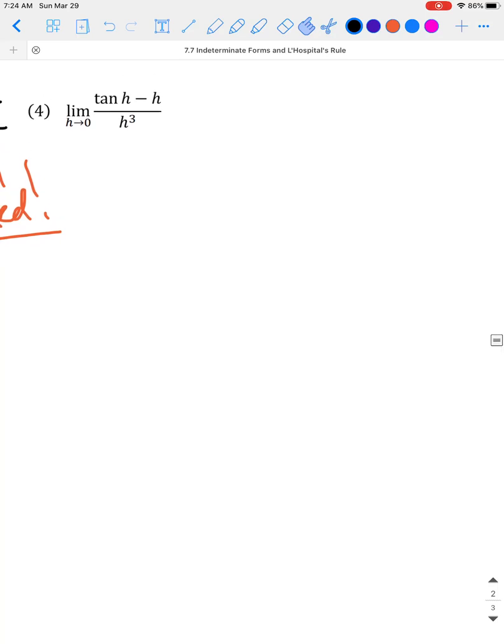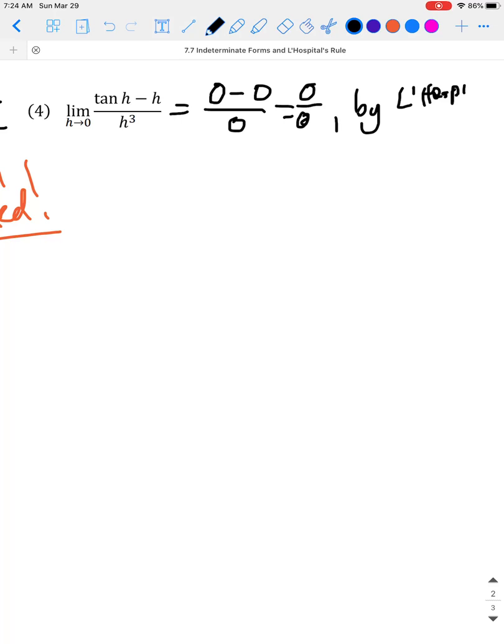So we'll move on to number 4, which is this tangent h minus h over h cubed, the limit of that function as h goes to 0. So we can start by just checking with direct substitution. So it looks like tangent of 0 minus 0 over 0 cubed is going to give us 0 over 0. So we can apply L'Hopital's rule.